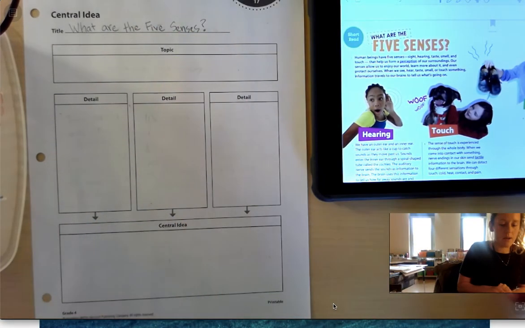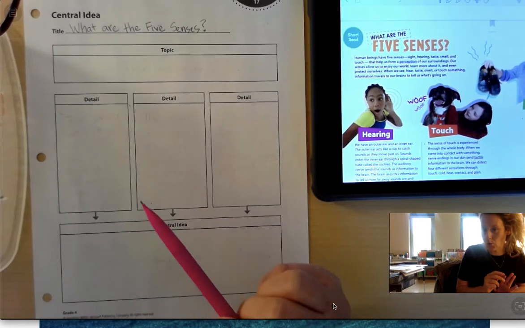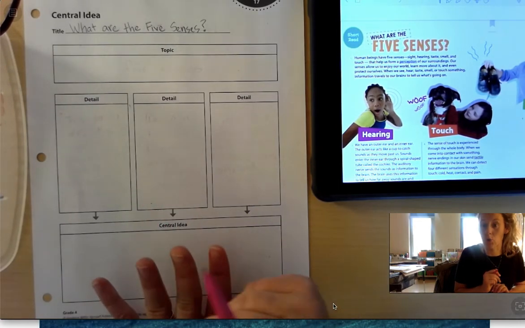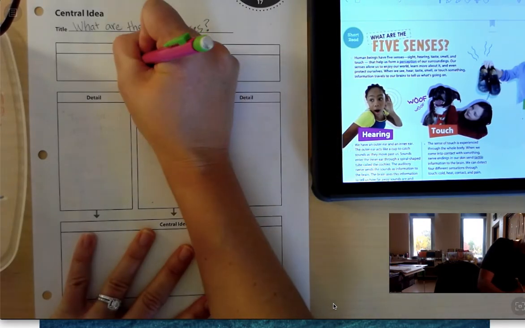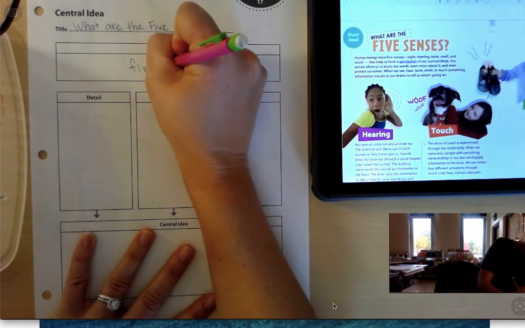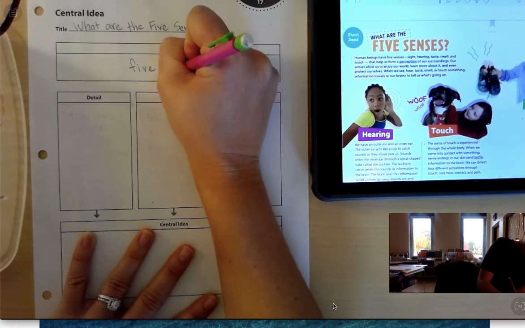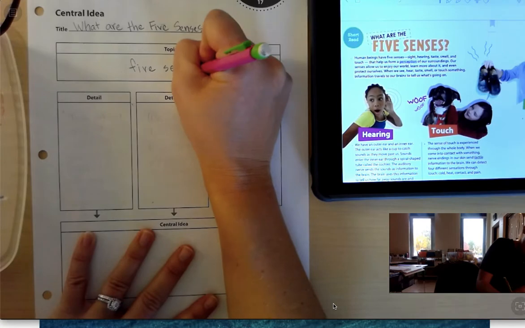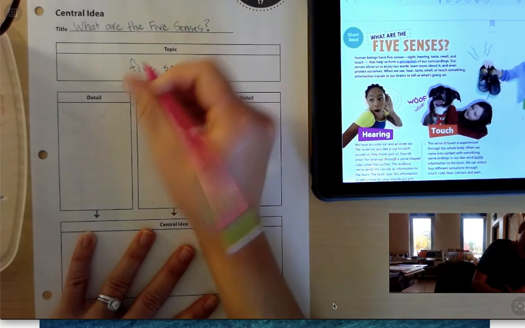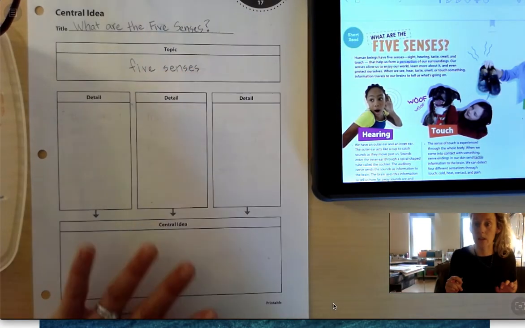And now our topic is 1, maybe 2 or 3 words, but try to stick to 1. So I could either do senses or I could do 5 senses. S, e, n, s, e, s. Senses. I've segmented words so you spell them correctly.